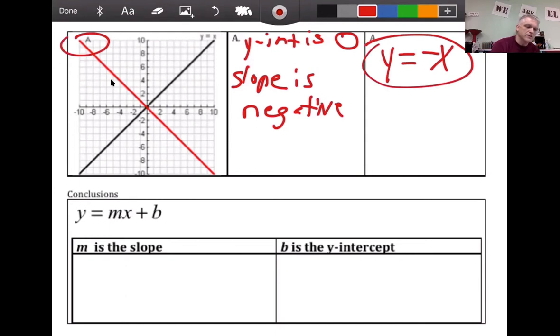Conclusions. Yes, m is your slope. M can be found by rise over run.